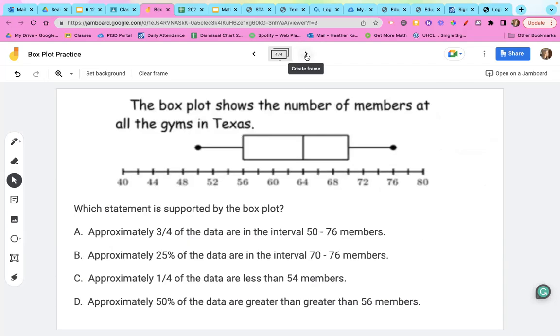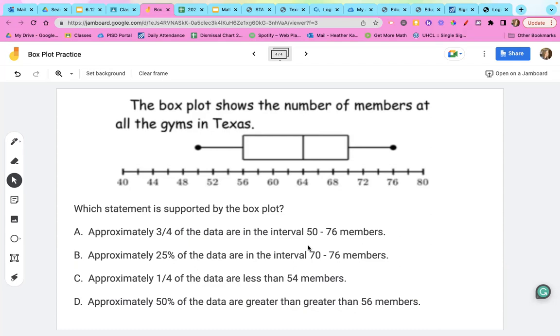And then the last question is talking about quartiles again. So 3/4 would be 75%, 1/4 would be 25%, and 1/2 would be 50%. You have to read through and look at these intervals and see how many quartiles that is. If it's 1 quartile, that would be 25%. If it's 2 quartiles, that's 50%. If it's 3 quartiles, that's 75%.